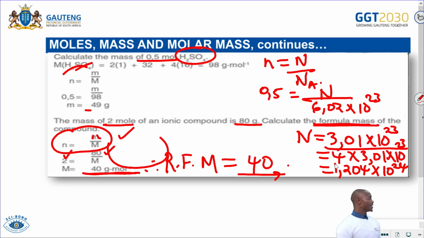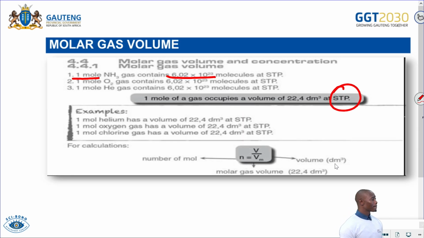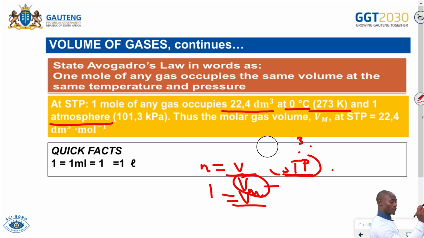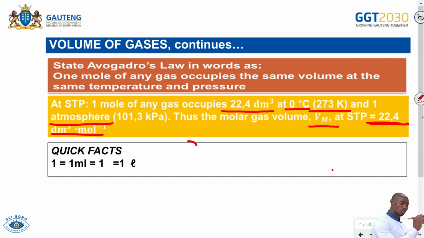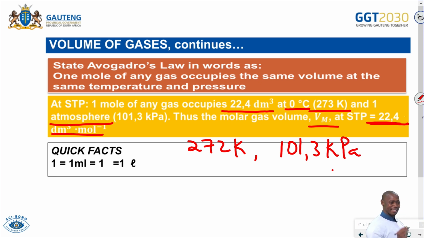Then, in cases like this, let's check here. 1 mole of a gas occupies 22.4 cubic decimeters at standard temperature and pressure. So Vm is the molar gas volume at STP, 22.4 cubic decimeters per mole, but it is 22.4 at STP only. So if you are given different temperatures and different pressure, you can't use 22.4. In a case where they say at this temperature, 272 Kelvin, and maybe 101.3 kilopascals, they have to give you Vm at that temperature.